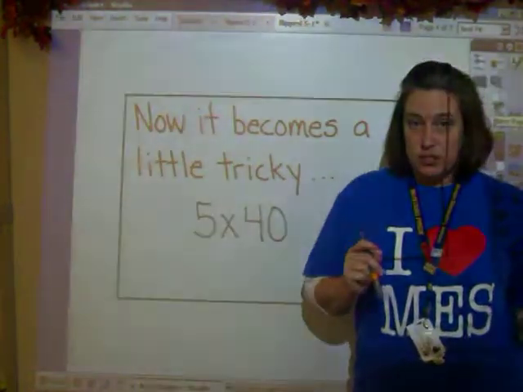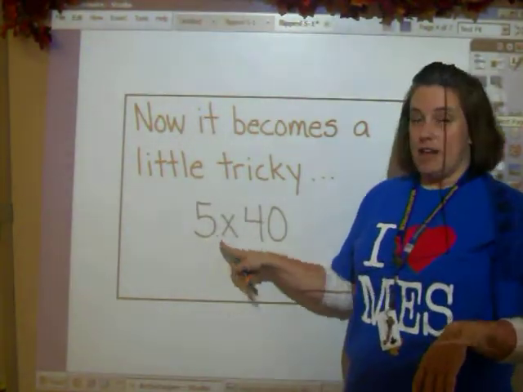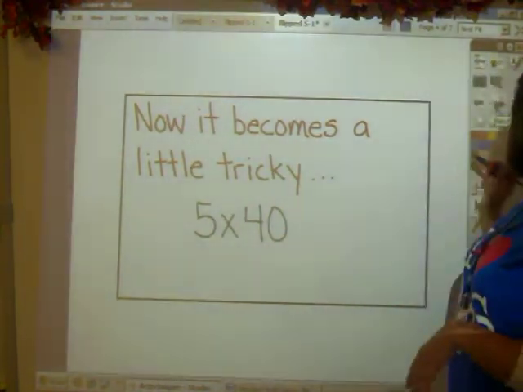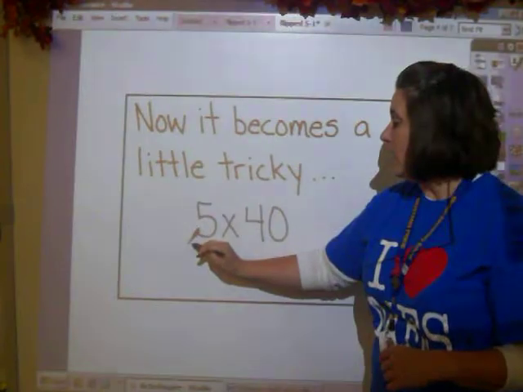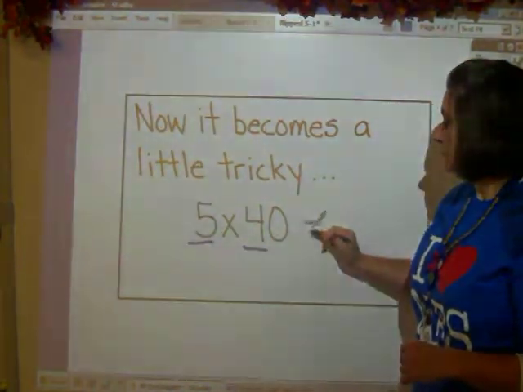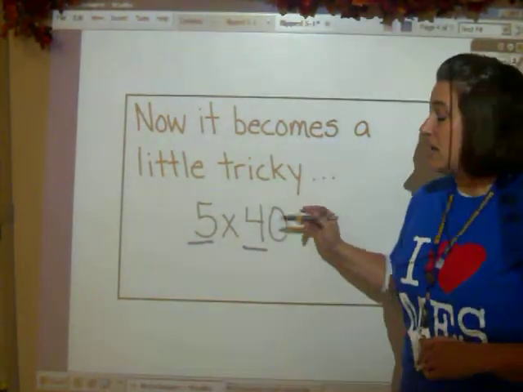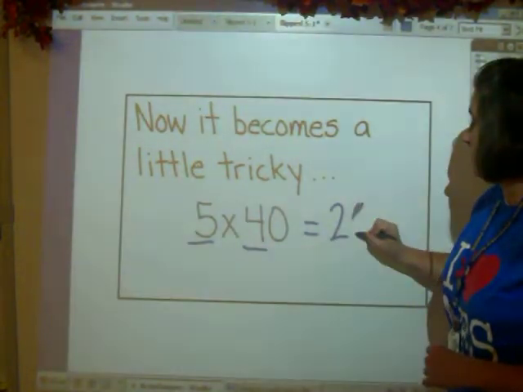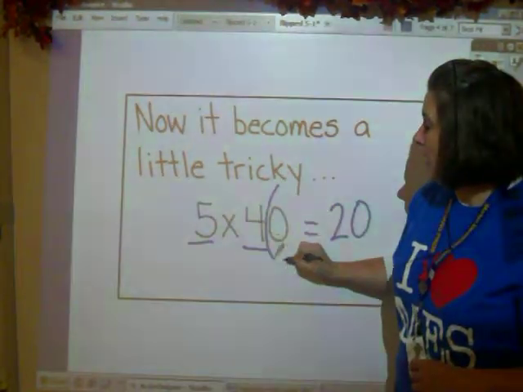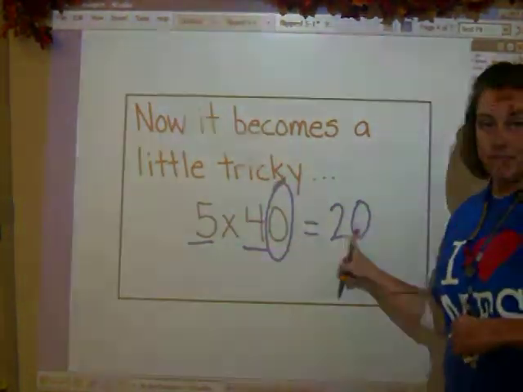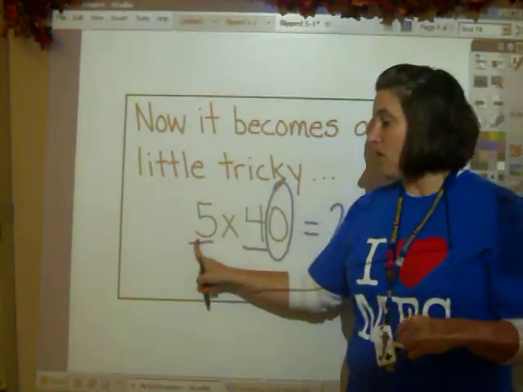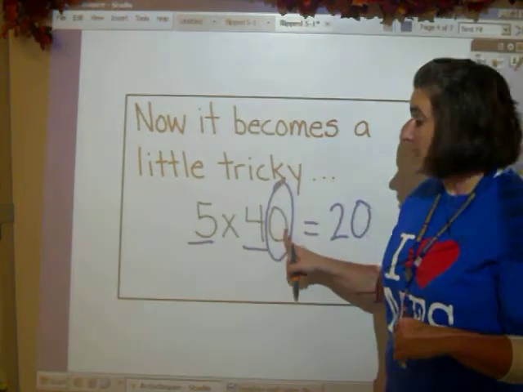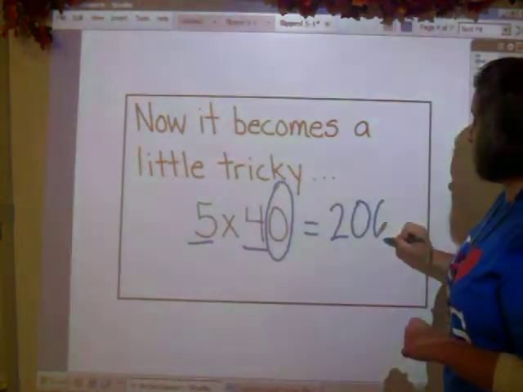Now it becomes a little tricky. Let's take a look at 5 times 40. Well, do the same process. Find the basic fact, 5 times 4. And we all know that 5 times 4 is the same as 20. Now we have 1 zero. Well, I already have a zero here, but this zero goes with our basic fact. So I still need to place 1 more zero.